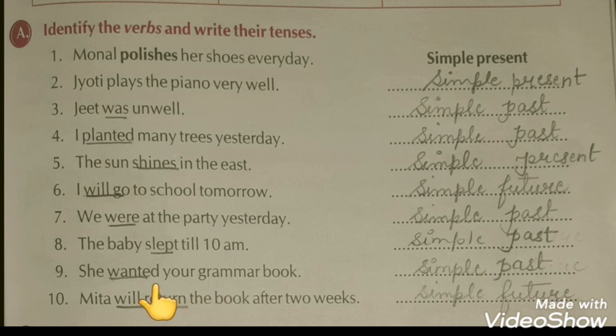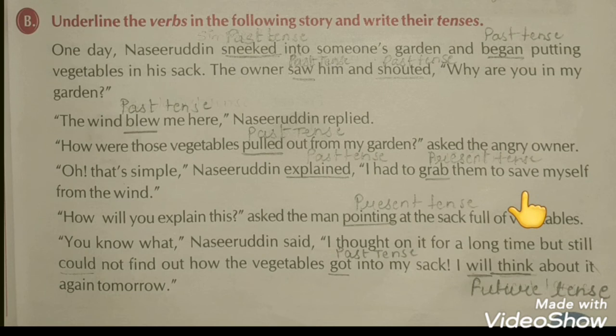So as you can see, this is an example of future tense. I will go to school tomorrow. Tomorrow की बात means next day. So we use will go. So it is the simple future tense. Now students, underline the verbs in the following story and write their tenses. Here a paragraph is given and we have to underline the verbs and write the tenses which they belong to.